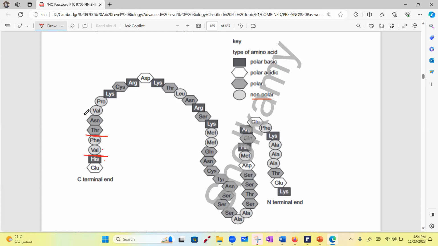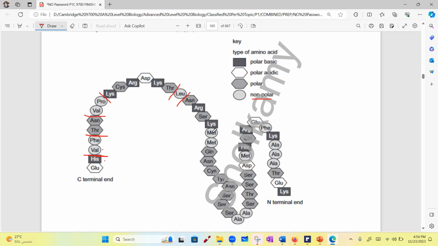This is non-polar, so there is a break here. Okay, this is non-polar, so there is a break here between the non-polar and the polar. I'll move on, move on. I'll stop here because this is non-polar, and there will be a break here. And also there is a break here because this is non-polar and this is polar. And we'll move on.